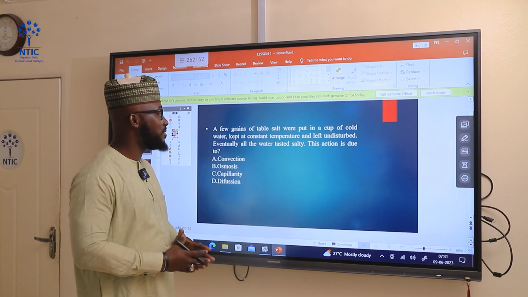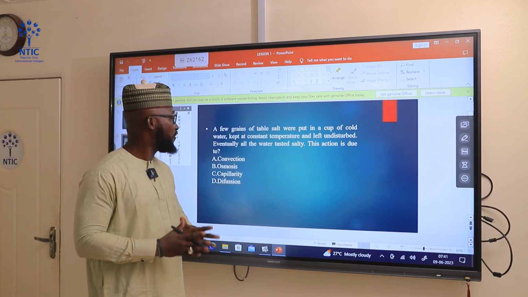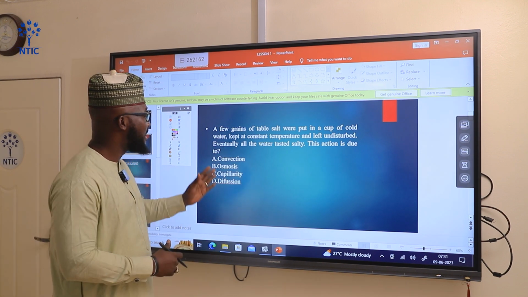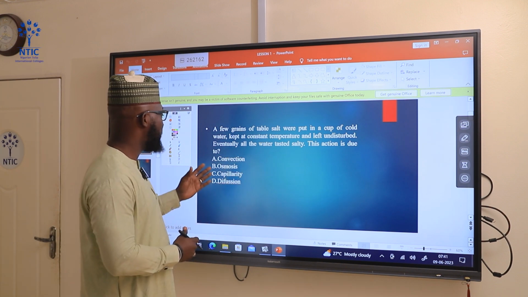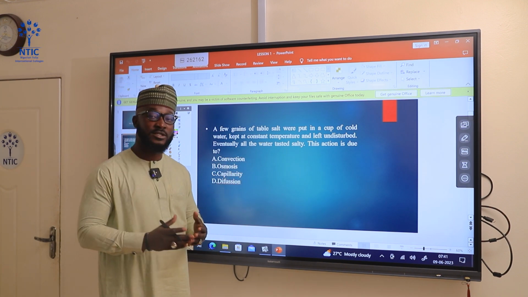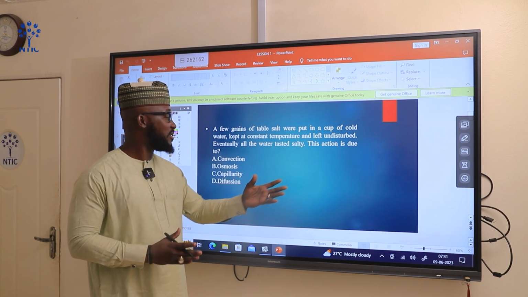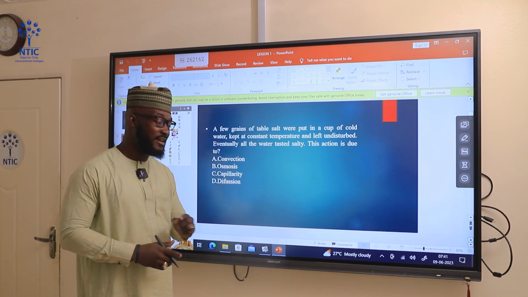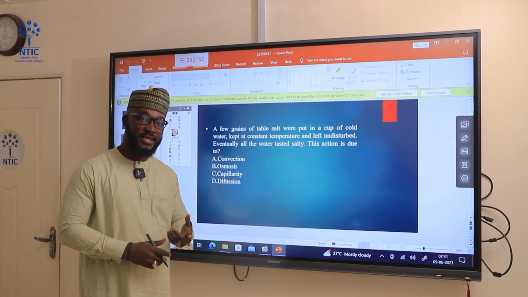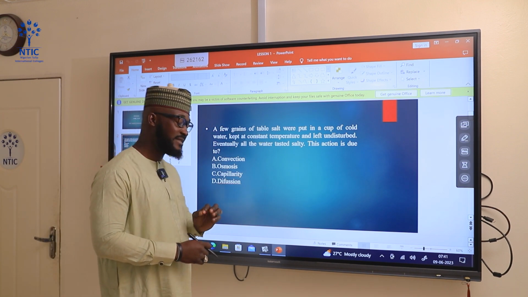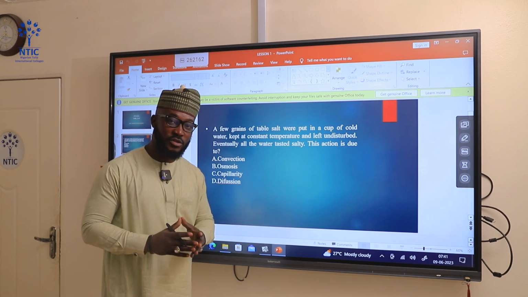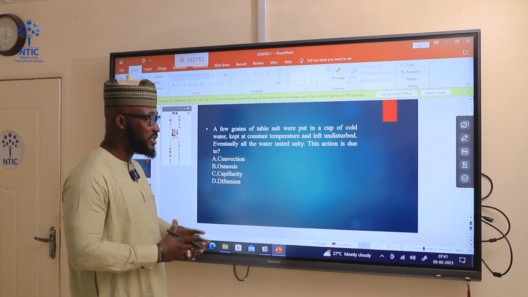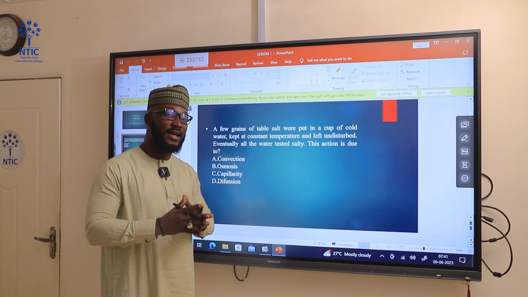A few grains of table salt were put in a cup of cold water, kept at constant temperature and left undisturbed. Eventually, all the water tasted salty. This action is due to A. Convection, B. Osmosis, C. Capillarity, and D. Diffusion.